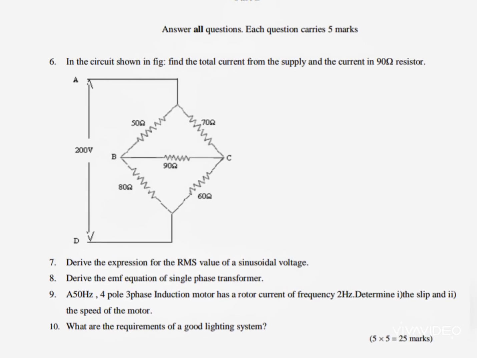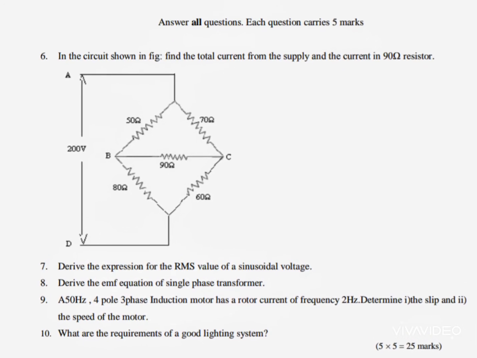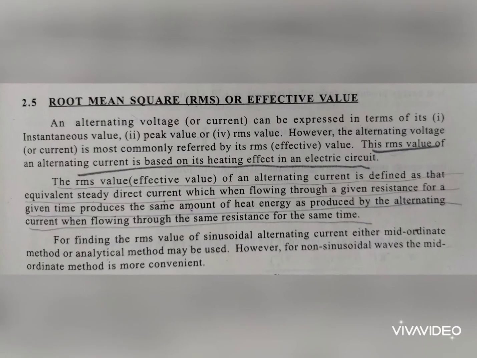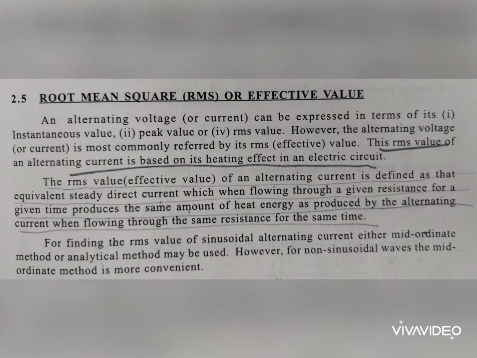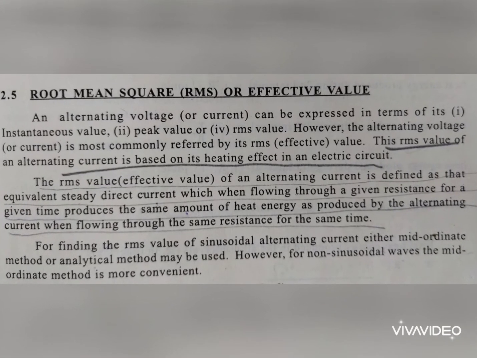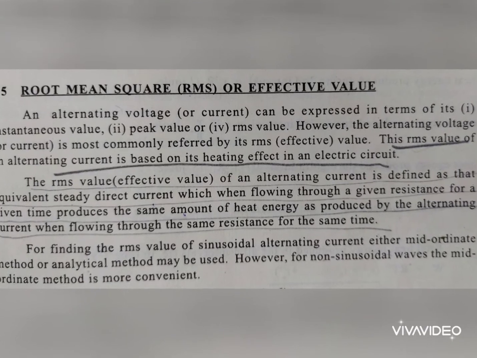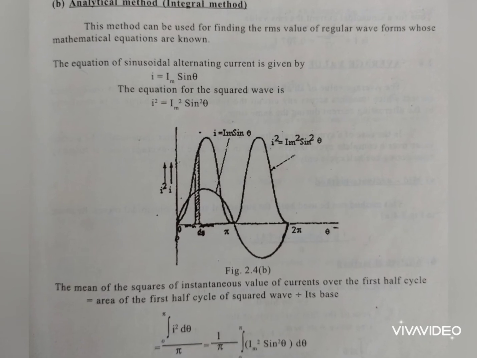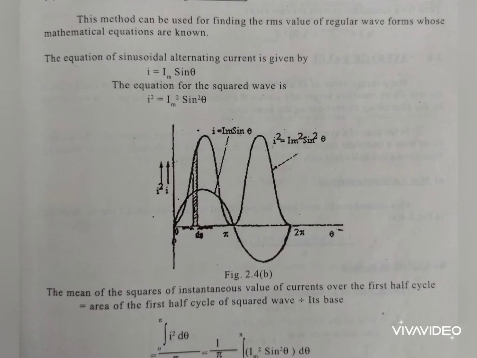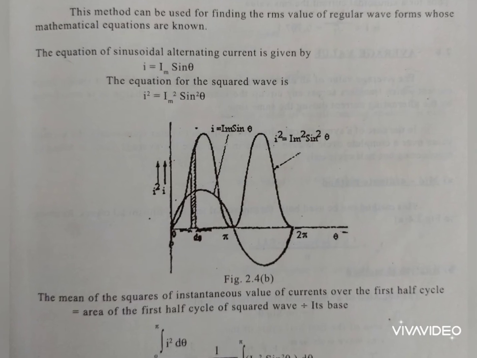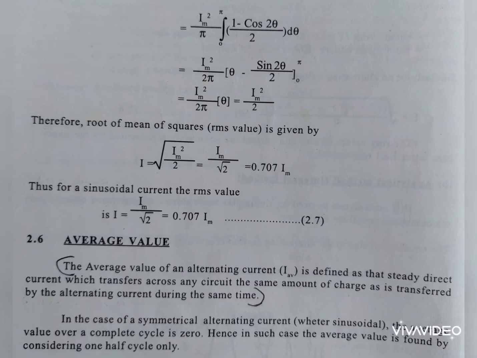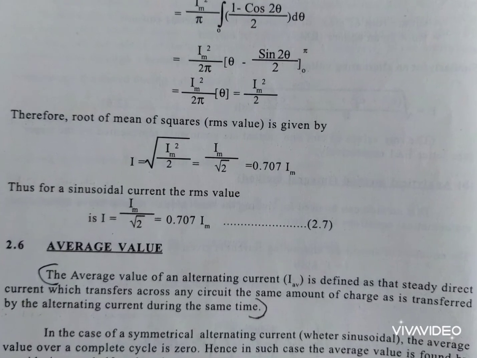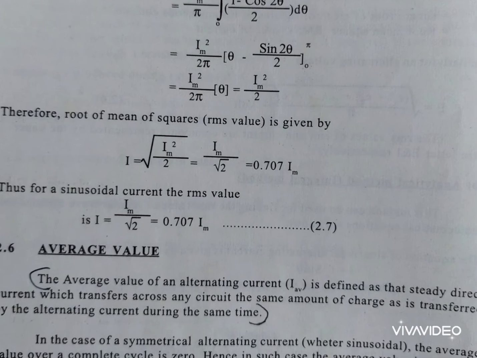Seventh question is, derive the expression for the RMS value of a sinusoidal voltage. I have already explained the expression for the RMS value of a sinusoidal current. So in that case, you have to replace voltage with current. So the equation will be V is equal to Vm sine theta. Take the square, V square is equal to Vm square sine square theta, and take the integral, and you will get the final answer as V is equal to Vm divided by root 2. The value is 0.707 Vm.